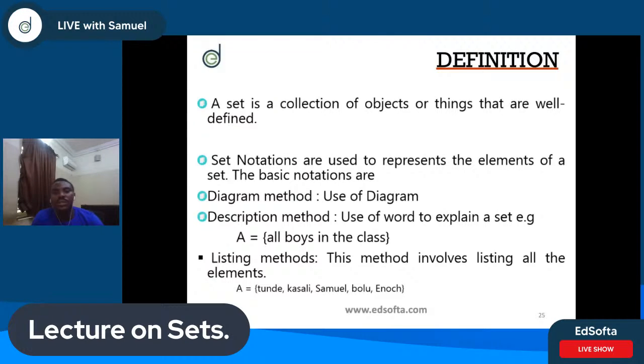So set notations are used to represent the elements of a set. So when we are talking about sets, there's a way we represent them in mathematics. We don't just represent them anyhow. So there are three basic ways: either you use the diagram method, the description method, or the listing method.